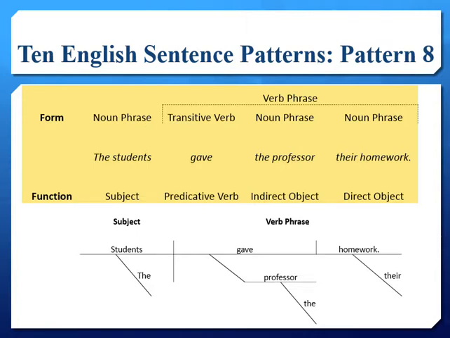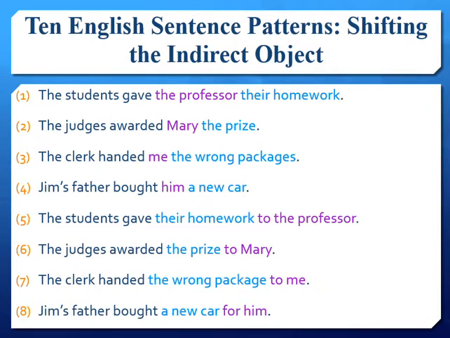In sentences that follow pattern 8, an indirect object conveys that there is a receiver. So, in the example, the professor is the indirect object who receives the homework. The noun phrase, their homework, is the direct object because it is the homework that the transitive verb gave is acting upon. We can shift the indirect object either before the direct object or after the direct object.